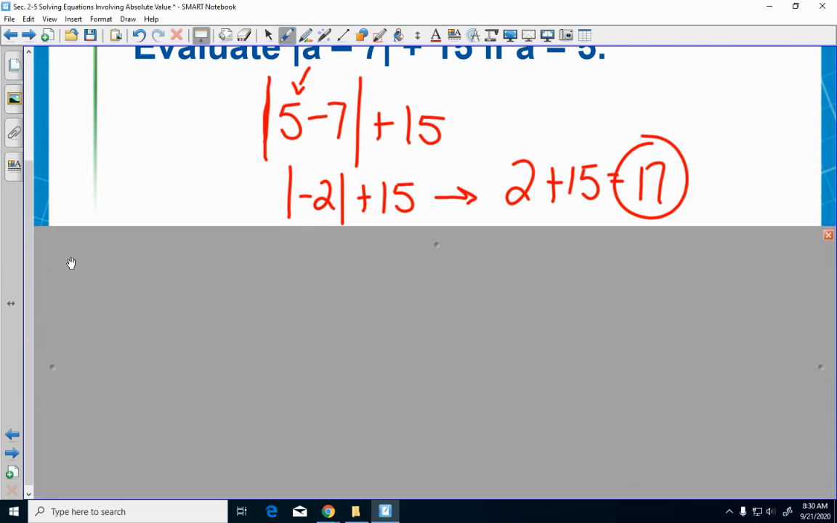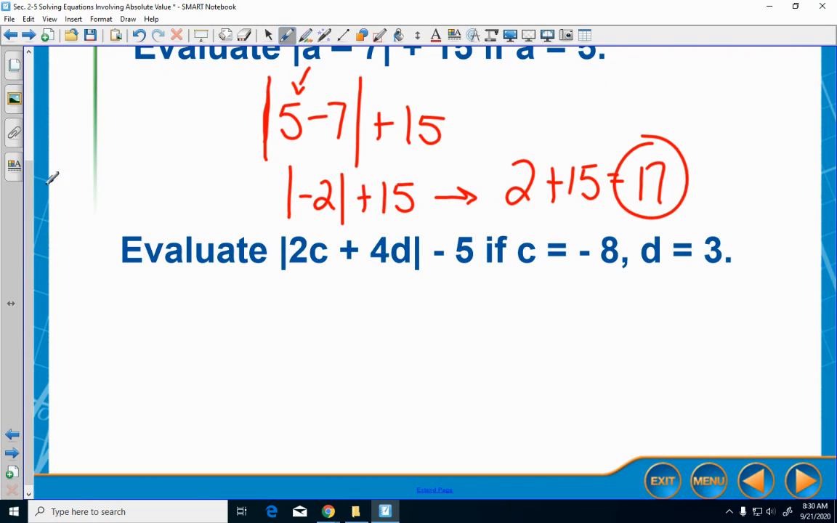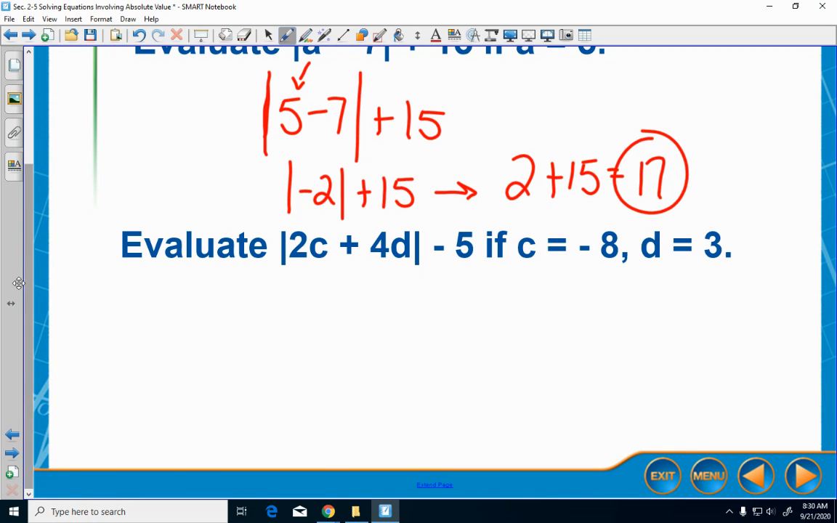Now, kind of thinking along that, try this one and see what you come up with. So remember, we're going to work inside of them just like we would work inside of a set of parentheses.